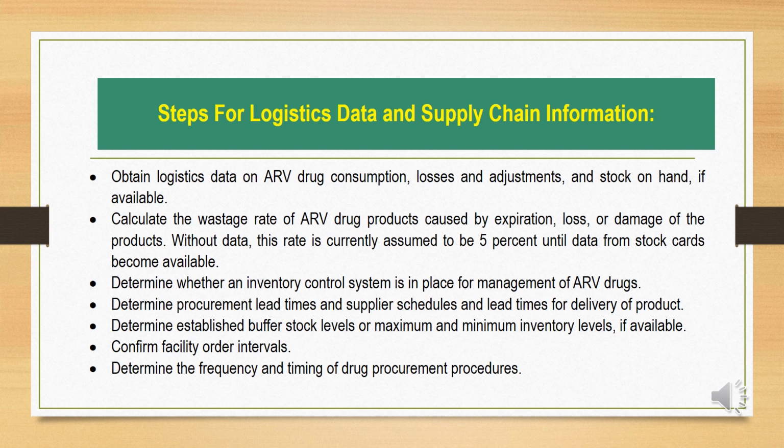Determine whether an inventory control system is in place for the management of ARV drugs. Determine procurement lead time and supplier schedules and lead time for the delivery of the product. Determine established buffer stock levels or maximum and minimum inventory levels if available. Confirm facility order intervals. Determine the frequency and timing of the drug procurement procedure.